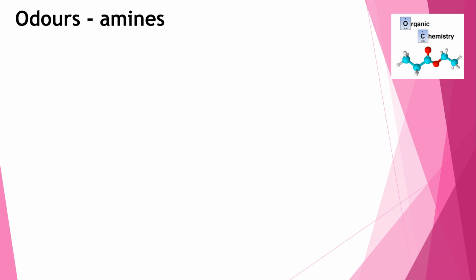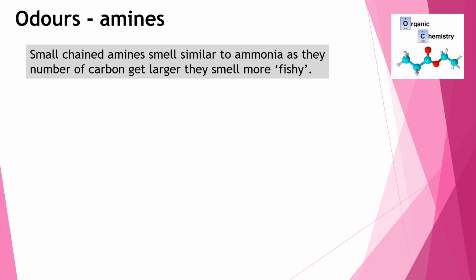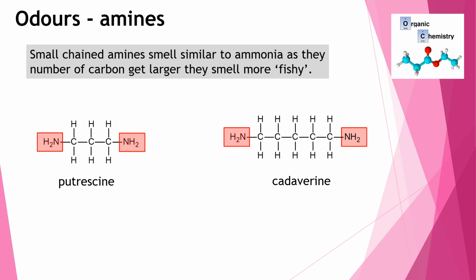Odours, amines. Well, amines, you can sometimes detect them from their odours, but it isn't the perfect way to detect them, but they have a fishy smell. Okay, so small amines smell like ammonia, but the bigger that you get on the chain, the more fishy they smell. The other thing that is quite nasty is if you have these double amines or these diamines, you get these very, very bad smelling chemicals.